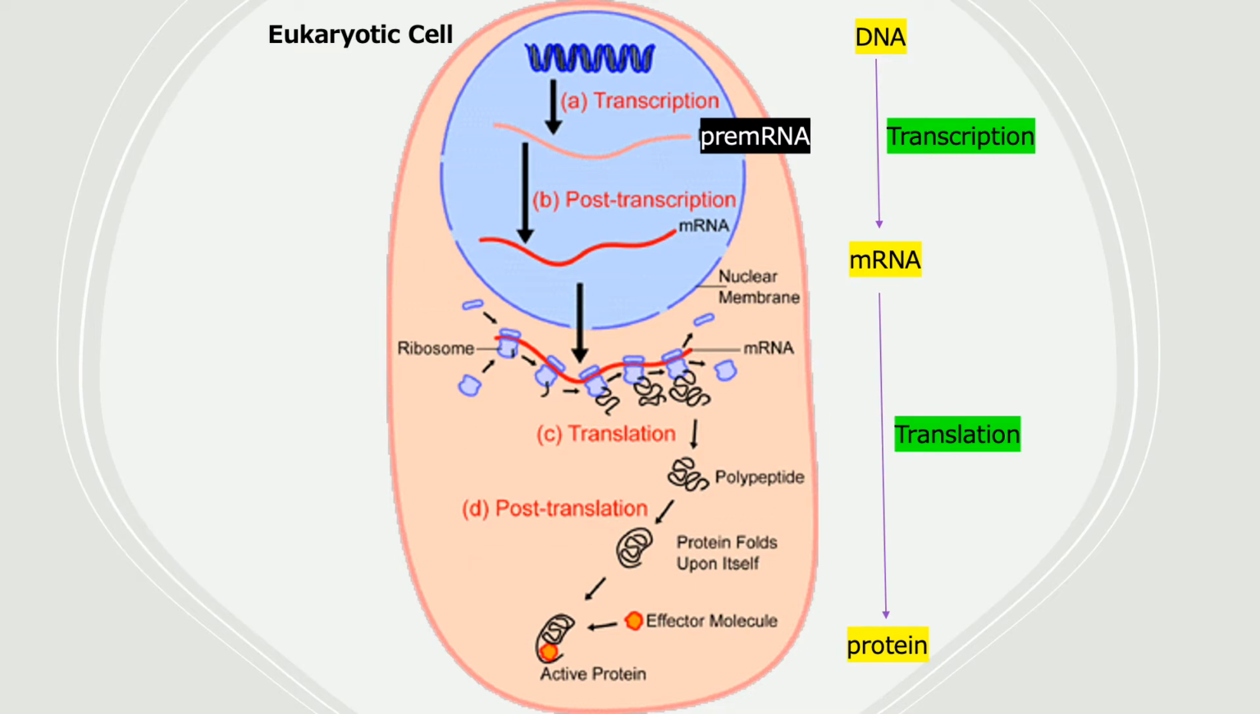Here you can see, since it is a eukaryotic cell, there is pre-mRNA, which goes through post-transcription in order to become mRNA, and that just involves intron splicing. In prokaryotes, there is no pre-mRNA because they don't have introns to splice, but that's not important for the purpose of this video.